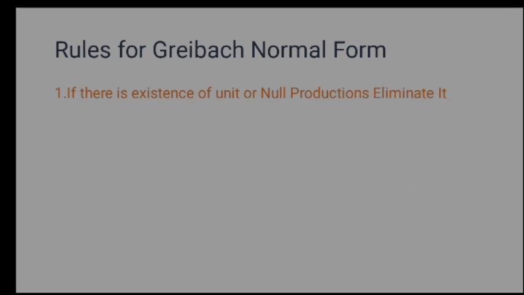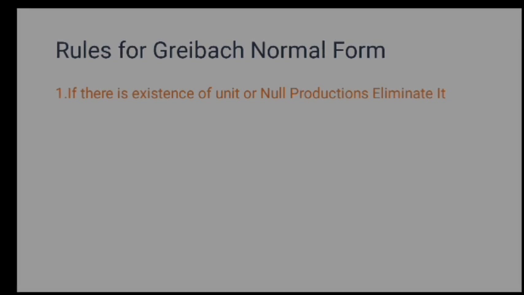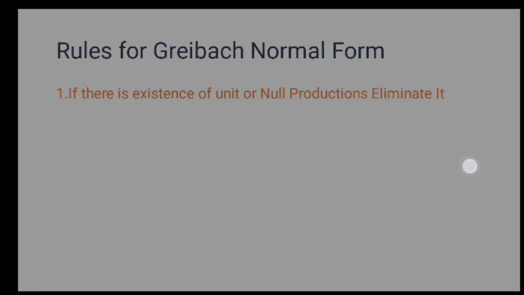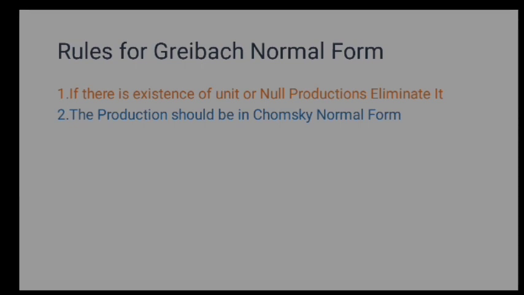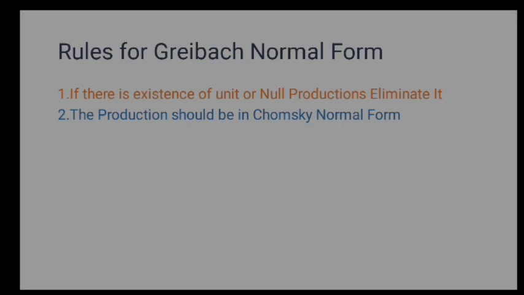Now we'll learn about the rules which pertain to Greibach normal form. The first rule is there should not be any unit or null productions. In case they exist, they have to be eliminated. So if there are epsilon productions or unit productions, you have to get rid of them before proceeding for Greibach normal form. The second is we have to ensure the production is in Chomsky normal form. The prerequisite for converting into Greibach normal form is that the grammar has to be in Chomsky normal form. Then only you can go for Greibach normal form.